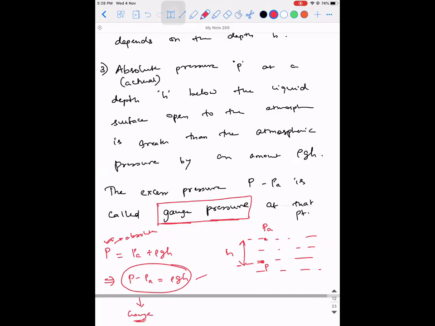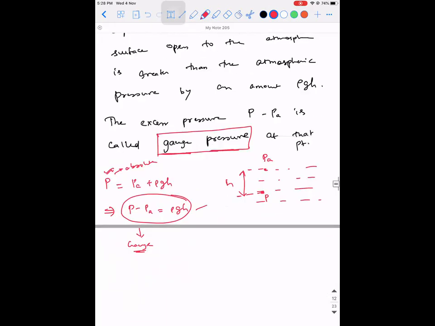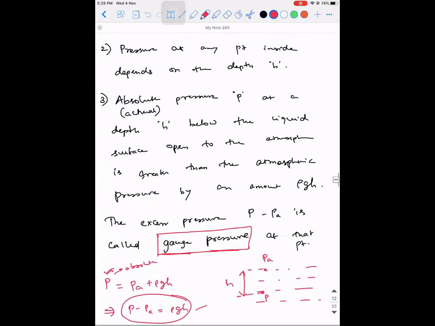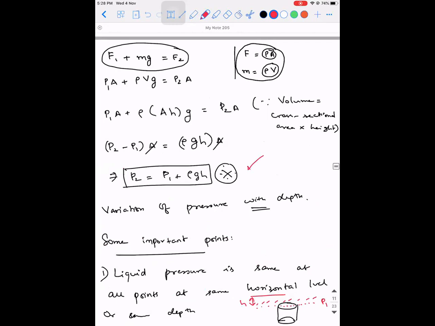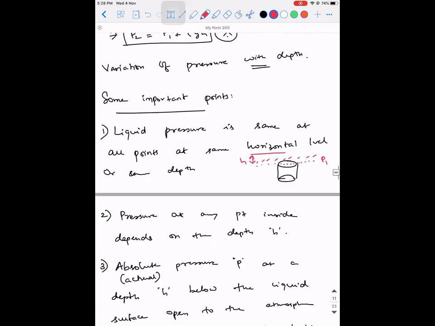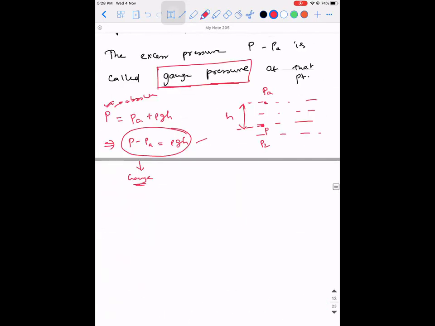So I can explain it again, sir. What did I explain? Which point? This point, sir. Did you understand? Yes, sir, I understood that. I did the same thing. This is P2, this is P1. So P2 is equal to P1 plus rho GH. P2 is P, P1 is PA. That's what I used as a formula. If you calculate just P, that P is called the absolute pressure. If you calculate P minus PA, that together is called gauge pressure. That is rho GH.